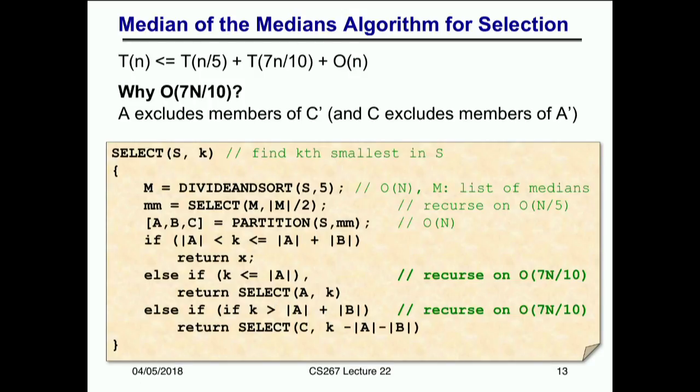Okay, so that means my recursive analysis is T(n over 5), because I'm only recursively calling myself on the median of medians, plus the recursive call on at most 7n over 10, right? And there is an order n partitioning cost, because I somehow need to touch this data. Okay. Any questions? Every year I think I can explain this better, but it's delta improvement.